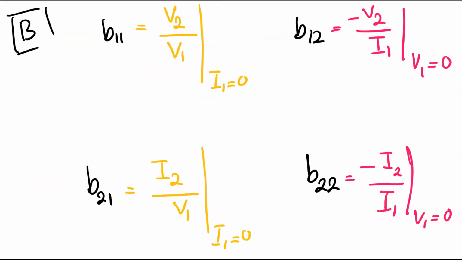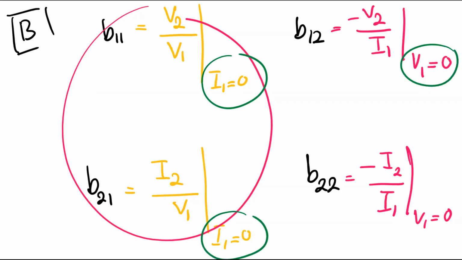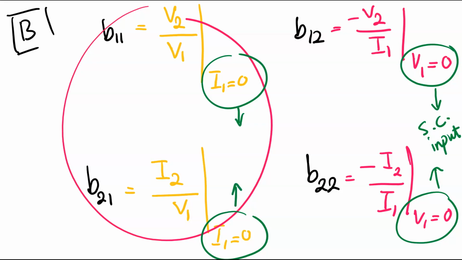Remember that for B matrix, you need to focus on terminal 1 or your input terminal. For these two parameters, you need to have your input open circuited. And for the other two, you need to have your input terminal short circuited. So these two means that you need to focus on short circuited input, and these two means that you need to focus on open circuited input terminal. Okay, now let's look at an example.